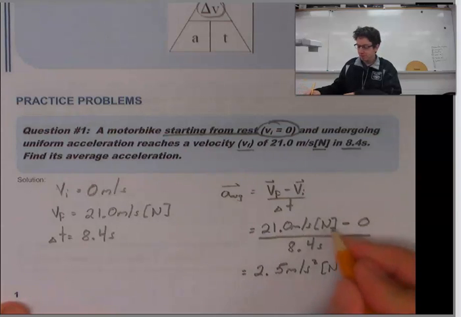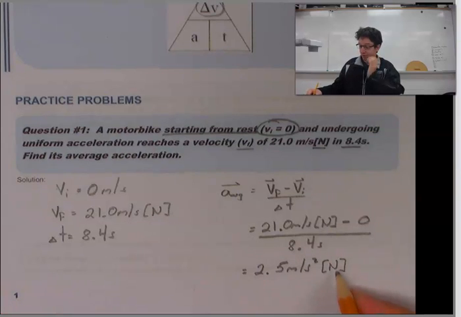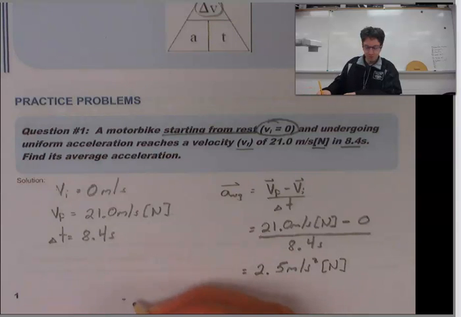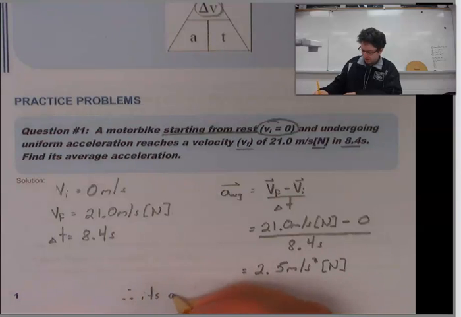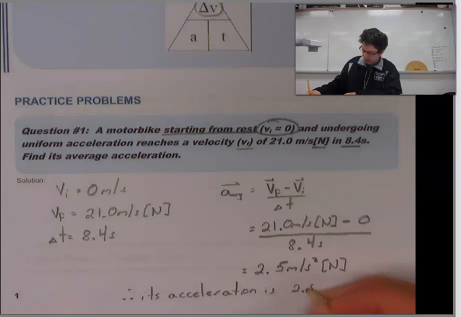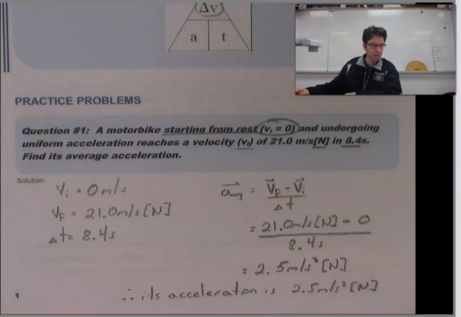It'll be whatever direction you make this. If you want, you could write it as south, but then you'd have to change it to negative 2.5 meters per second squared. And then we just write our therefore statement. Its acceleration is 2.5 meters per second squared north. Okay, we'll just quickly pause.